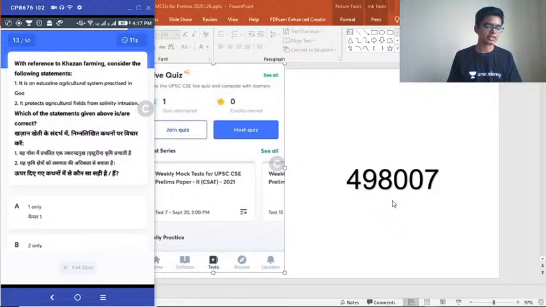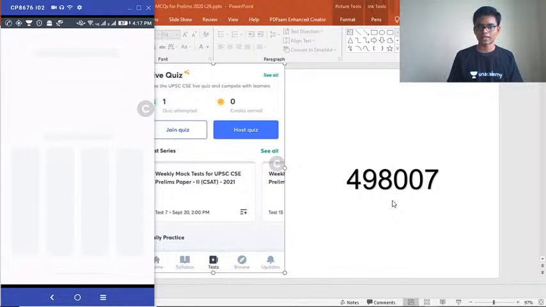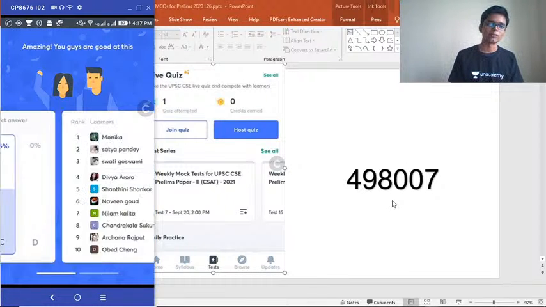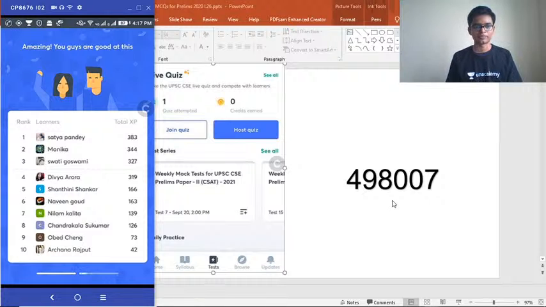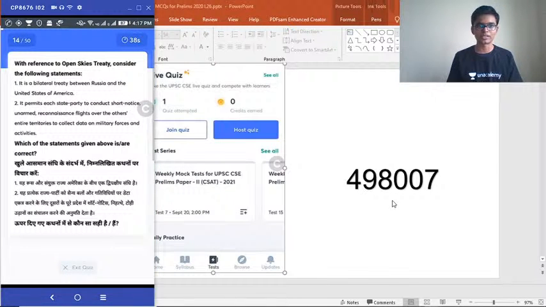Question number 13. Last 5 seconds. Yeah, time's up. And the correct answer to that question is option C. Both the statements are right. I think I have taken about Khasan farming earlier in my current affairs session. So those who have attended that section can easily get it.